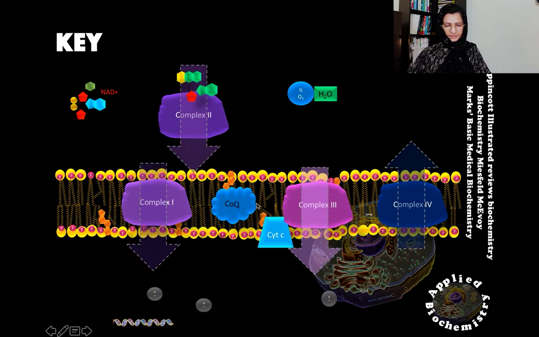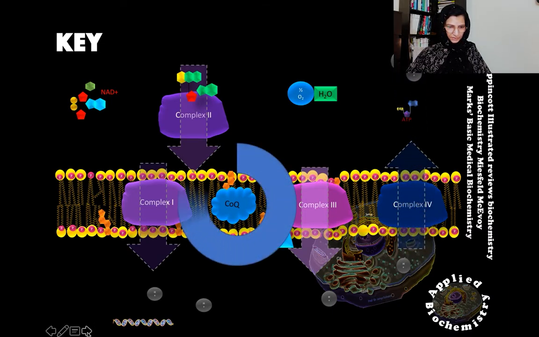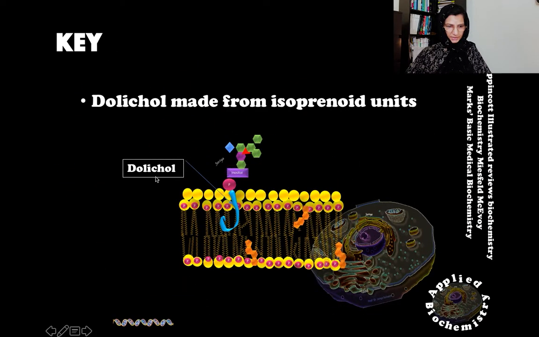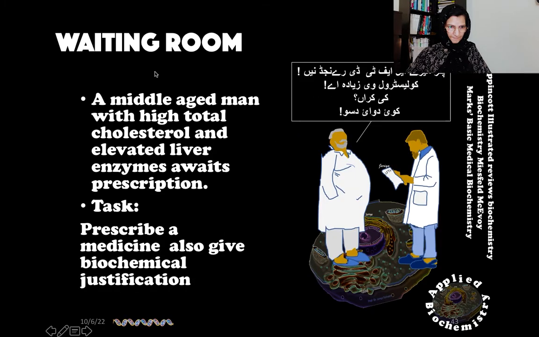So decreased synthesis of coenzyme Q is going to take a toll on the energy production in this man. That is coenzyme Q, and secondly, dolichol is also synthesized from the isoprenoid units, so its synthesis will also be affected. Okay.